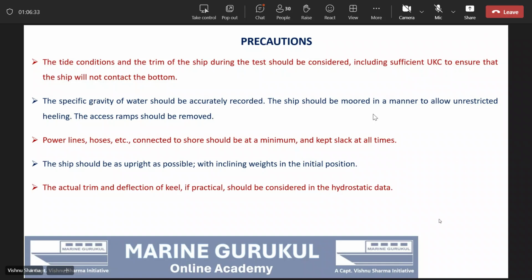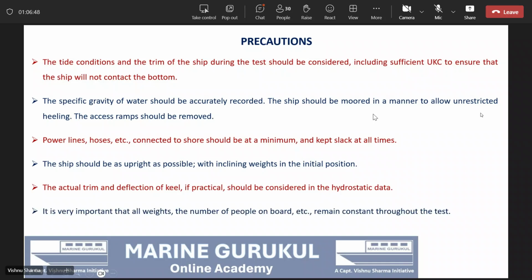Accurate trim and deflection of the keel. Deflection of the keel is hog and sag, guys. If practical, should be considered in hydrostatic data. That means displacement should be obtained through draft survey method. It is very important that all weights, the number of people on board, remain constant throughout the test.